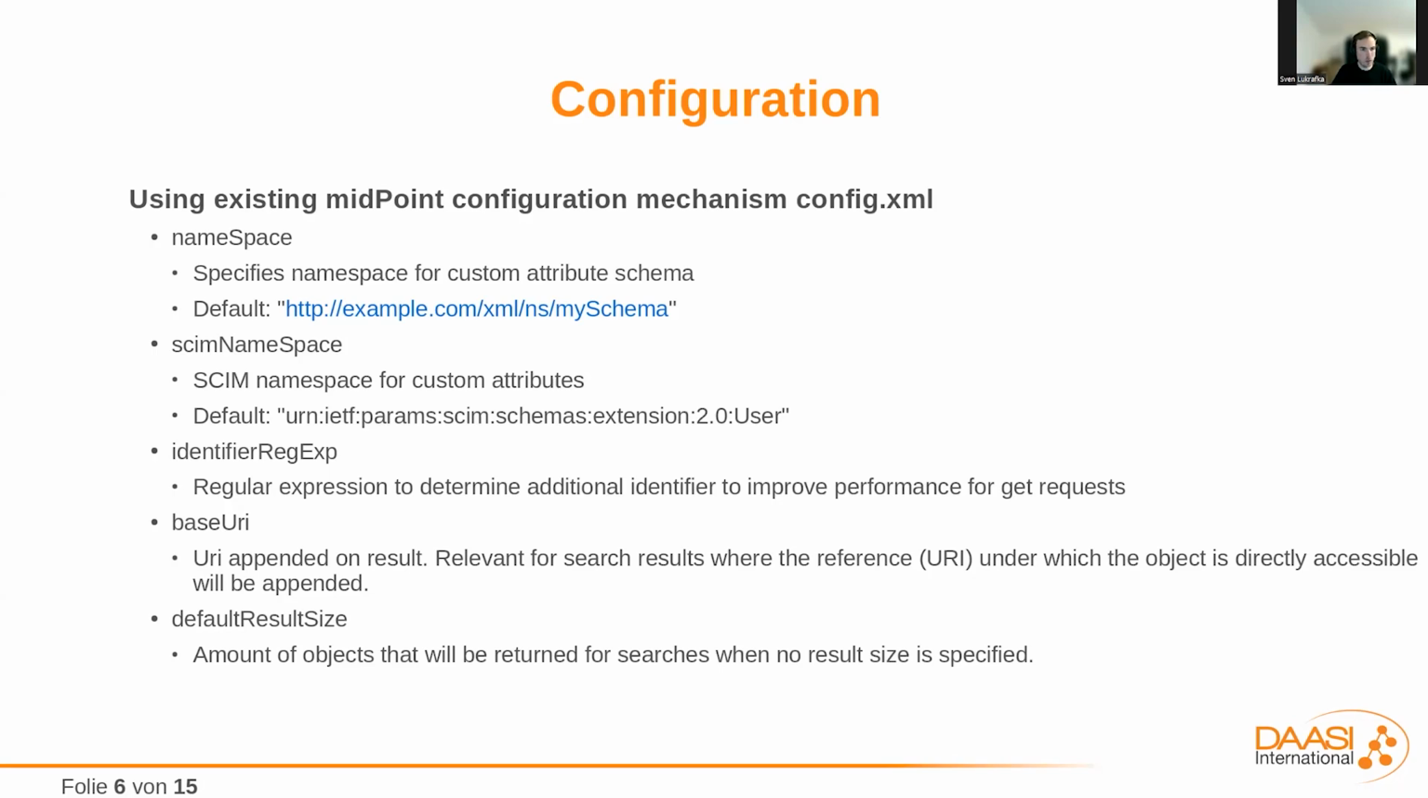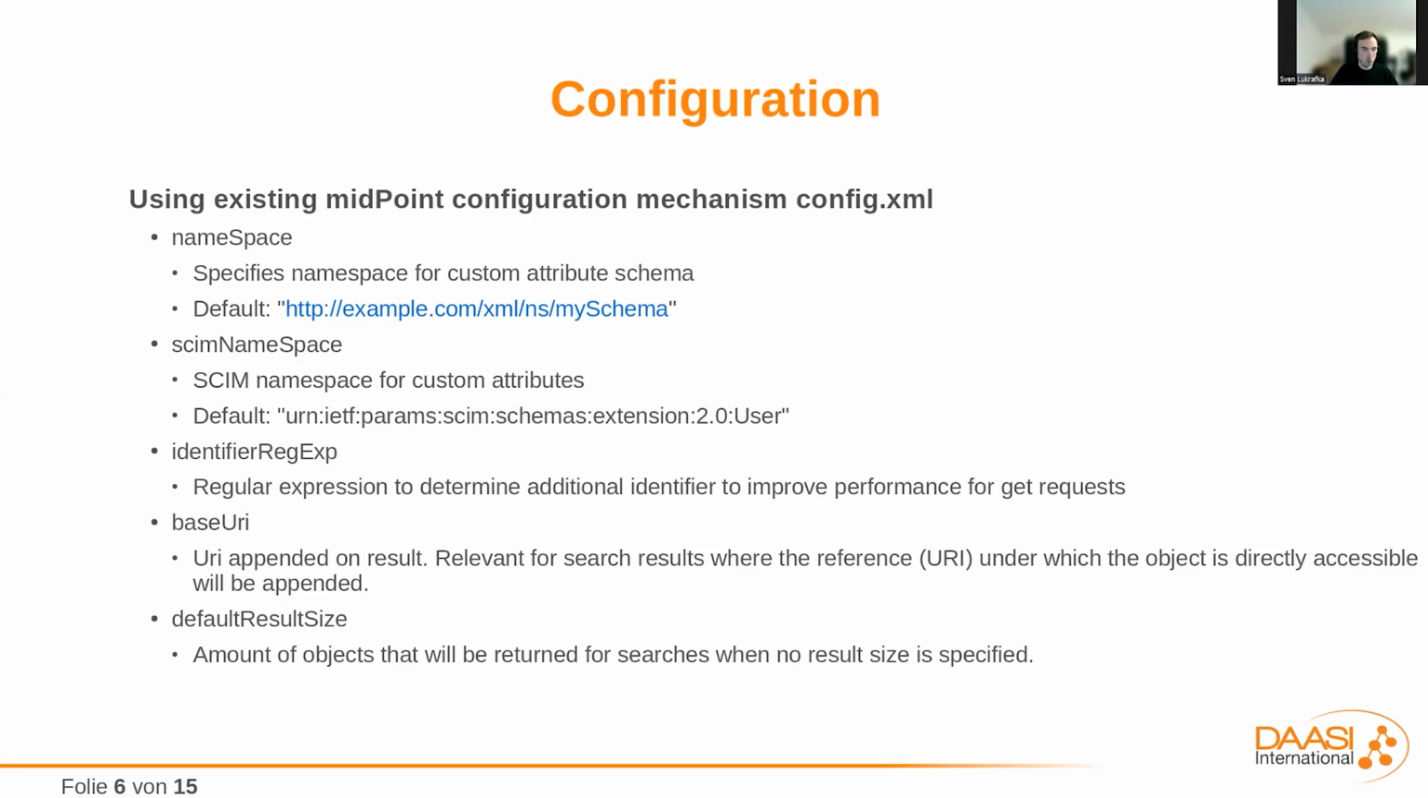So let's go over the different configuration parameters. The first one is the namespace. This one specifies the custom attribute schema. So if you use extension attributes in MidPoint, you're already aware of the fact that you need to define an additional namespace for these custom attributes, which are not default. And in order for the overlay to actually find the correct custom attributes you want to use, and in order to have the correct references, you need to define this namespace in the configuration of the overlay.